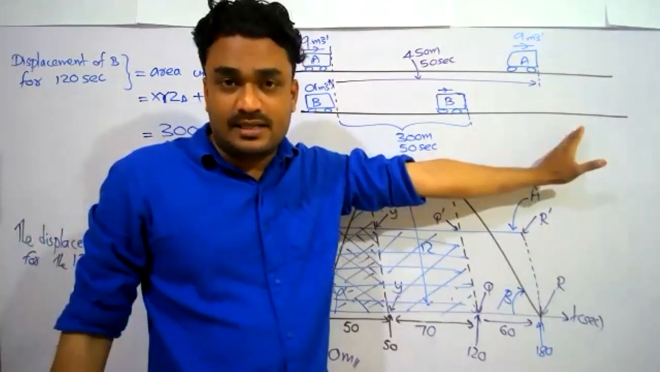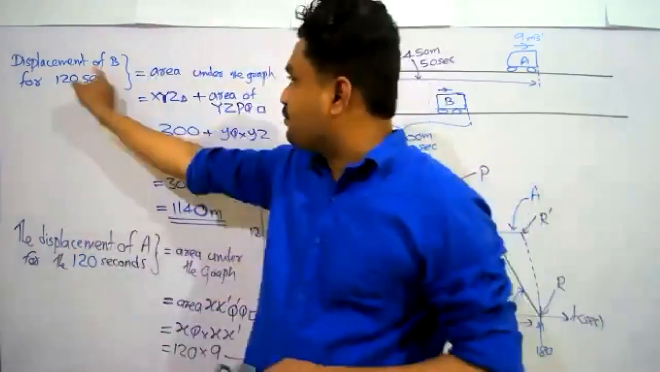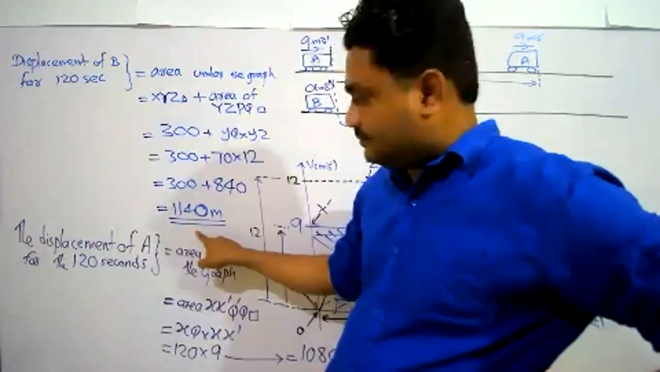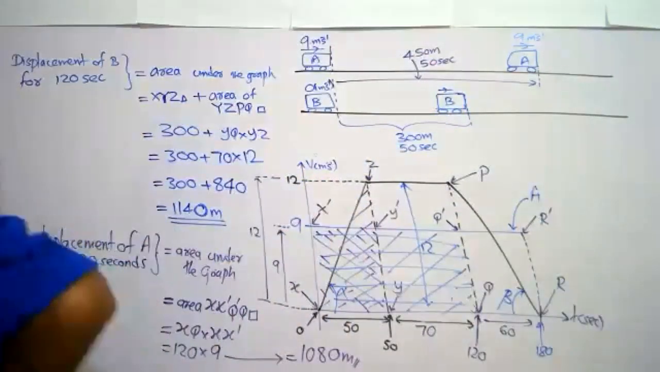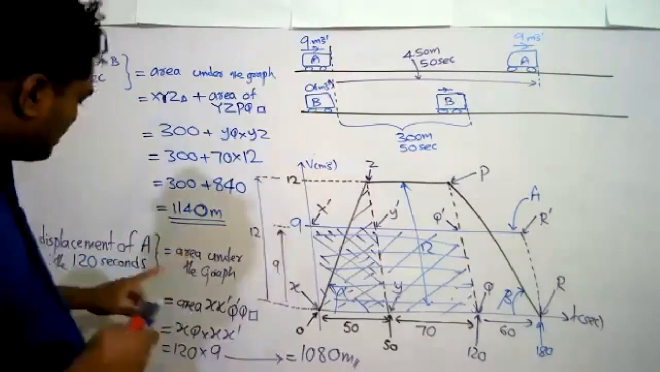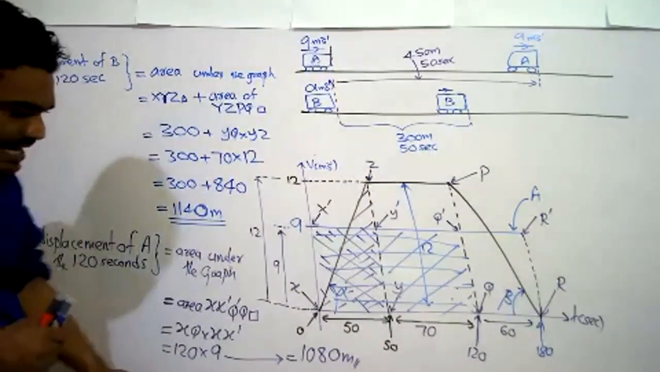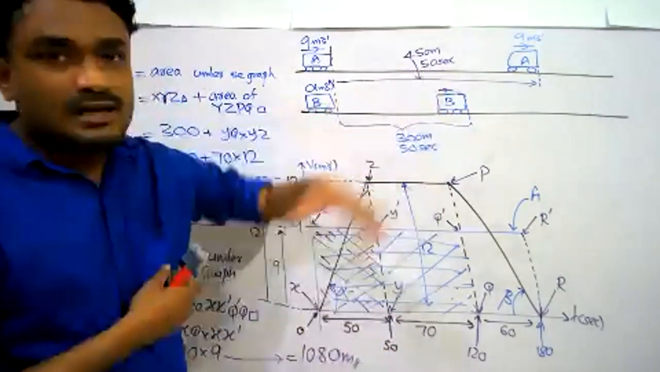Displacement of B for 120 seconds, how many meters? 1140, sir. 1140 meters. So after 120 seconds, A has traveled only 1080. So it means B will overtake.